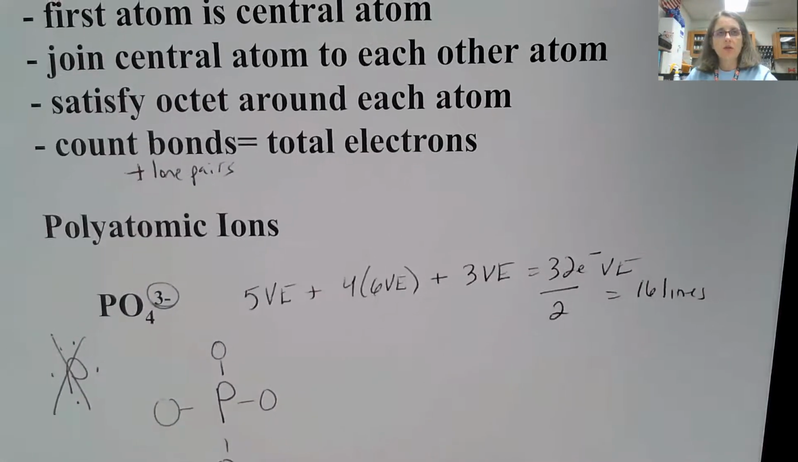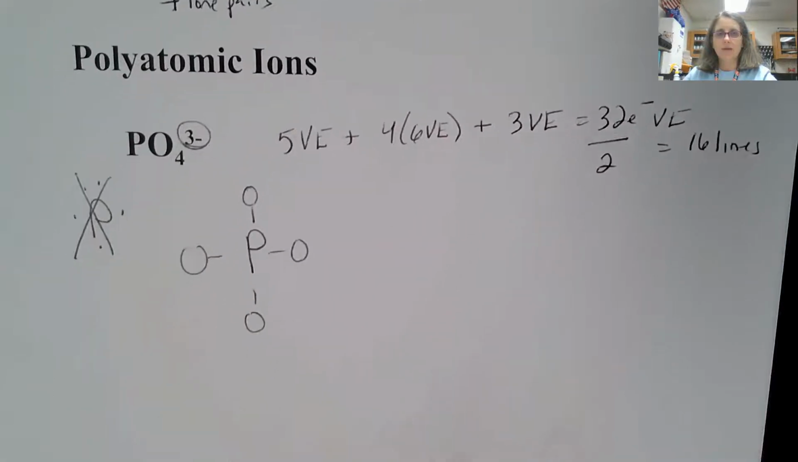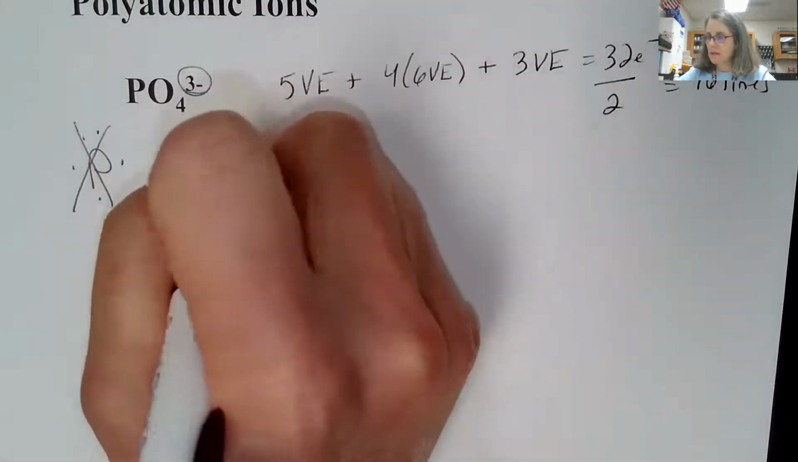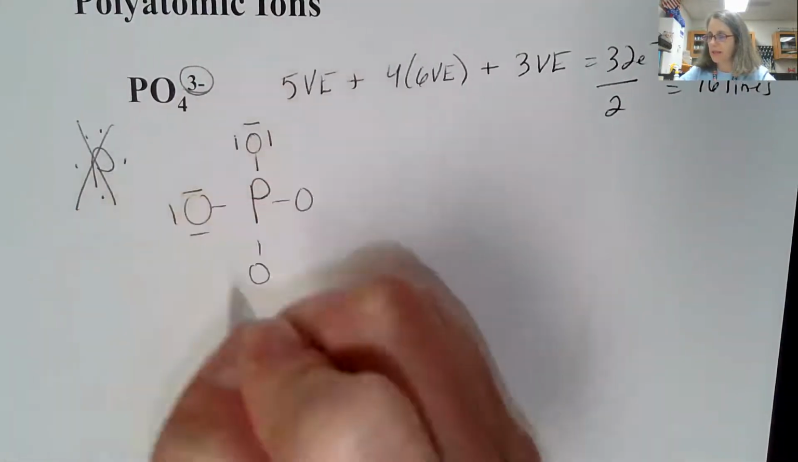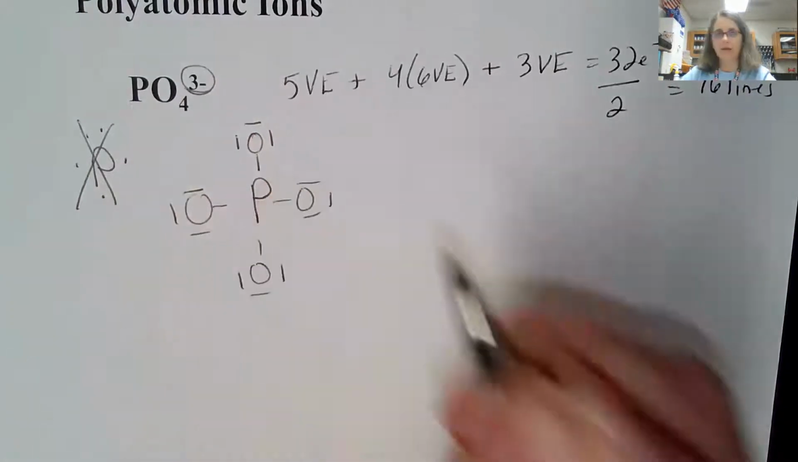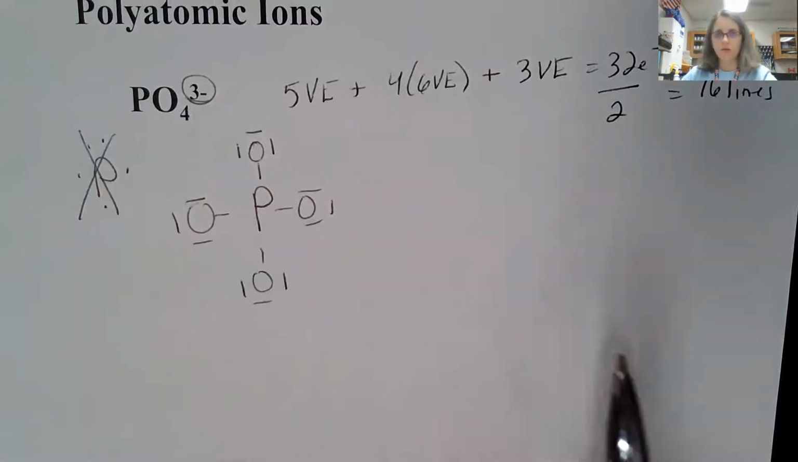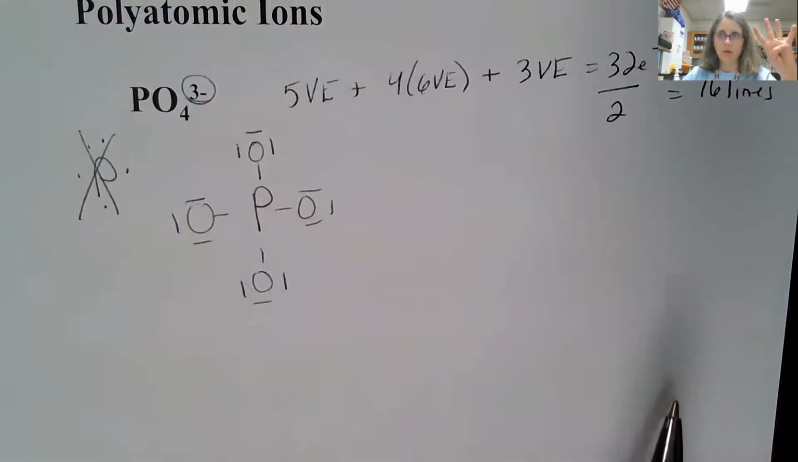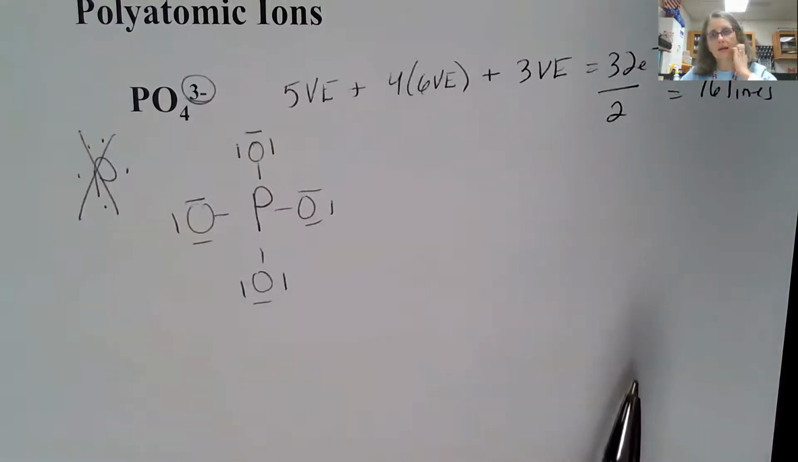Then the next step is to what we call satisfy the octet around each atom. So oxygen needs some lone pairs in order for it to complete its octet. So I just draw them in here. And then I check my phosphorus to make sure it has 4 lines around it, which it does. So that means it's completed its octet.